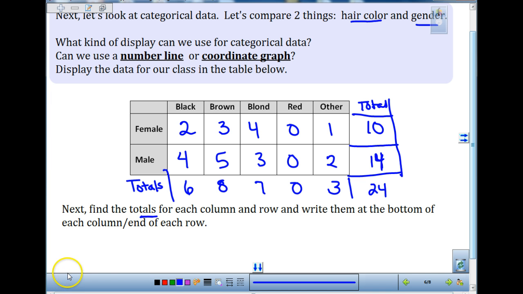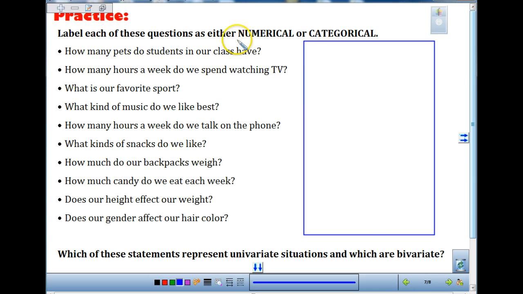page in your notes: is it categorical or is it numeric data? So what I want you to put behind each one is an N for numeric and a C for categorical. And I want you to do that first on your own, and then I'm going to reveal and show you what each of these are. So pause the video. If we're looking at how many pets the students have in our class, that should be numeric because we're asking how many. 1, 2, 3. If we are looking at what's your favorite sport, that is definitely going to be categorical.